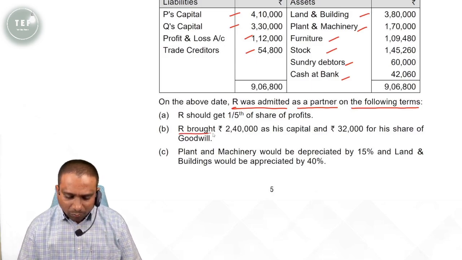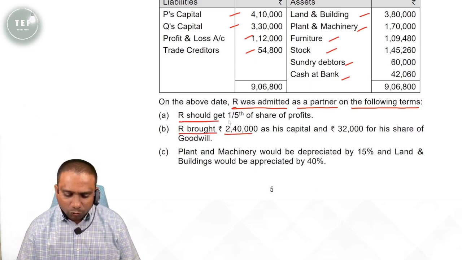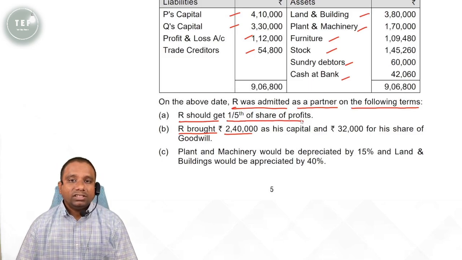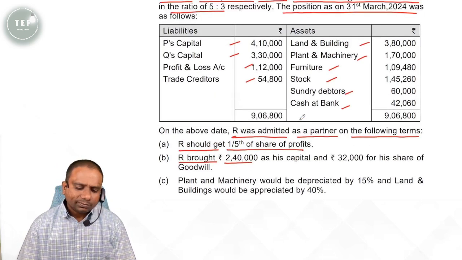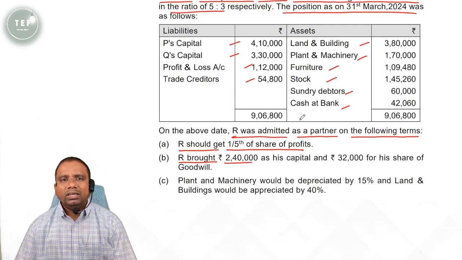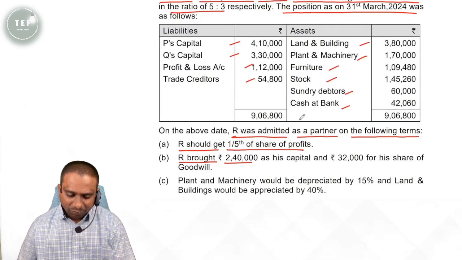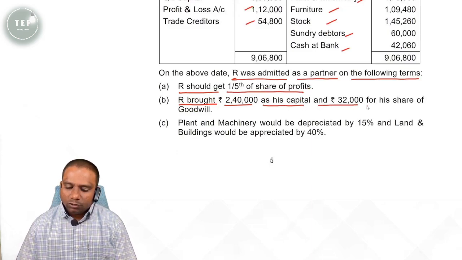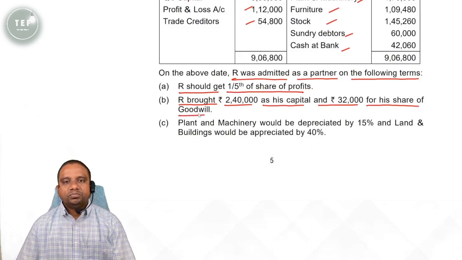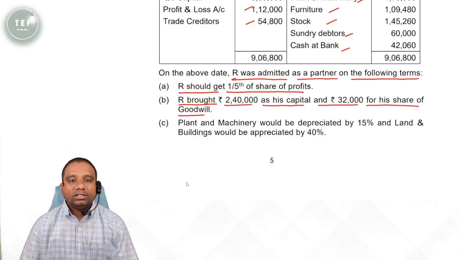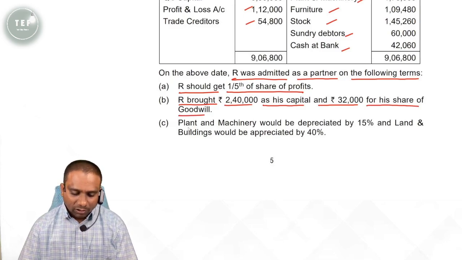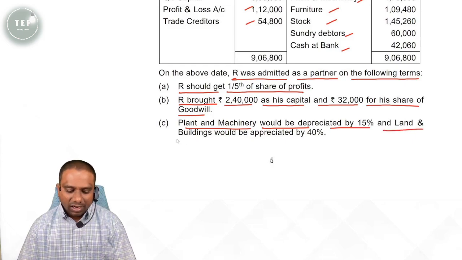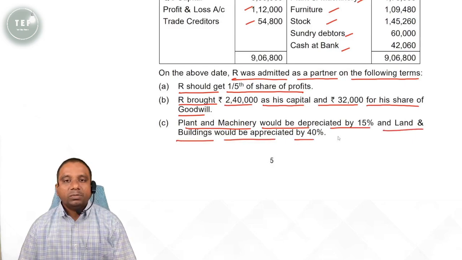R should get 1/5 share of profits. So R will get 1/5 share of profit, which means the remaining 4/5 profit will be taken by the remaining partners. R brought 2,40,000 as his capital and 32,000 for his share of goodwill. Plant and machinery would be depreciated by 15% and land and building would be appreciated by 40%.